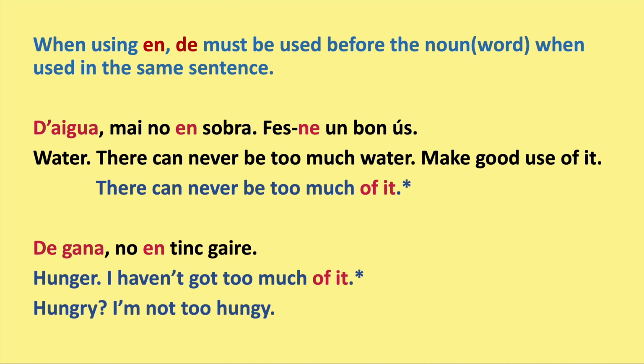When using "en", the noun must be placed before it, when used in the same sentence. For example, "d'aigua, mai no en sobra, fes-ne un bon ús." Water, there can never be too much of it. Make good use of it. "De gana, no en tinc gaire." Hunger, I haven't got too much of it. Or, hungry, I'm not too hungry.